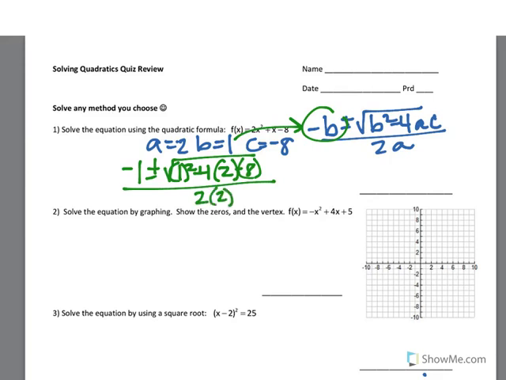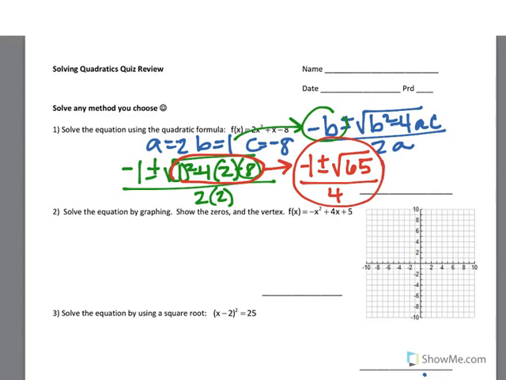Okay, so we're going to calculate our discriminant first. That's what's inside the square root. And when we calculate that, we get the square root of 65. So 65 is what's inside the square root. So we are going to just leave that because it's not a perfect square. And that's going to be all over 4. So this is my answer in simplest form.